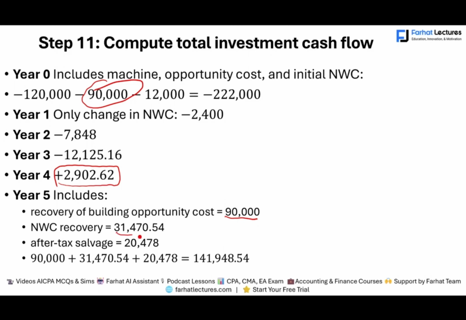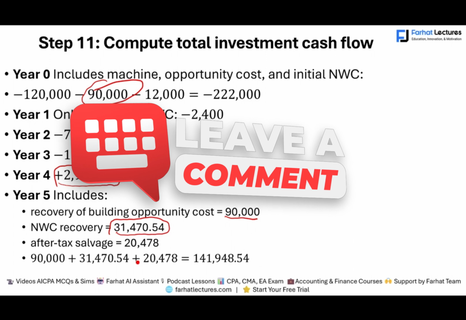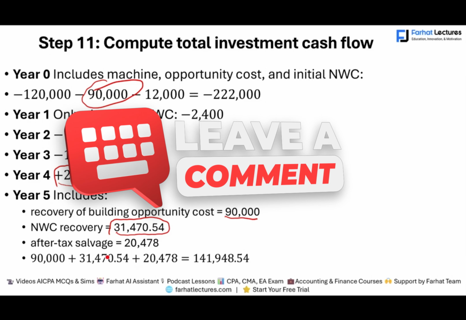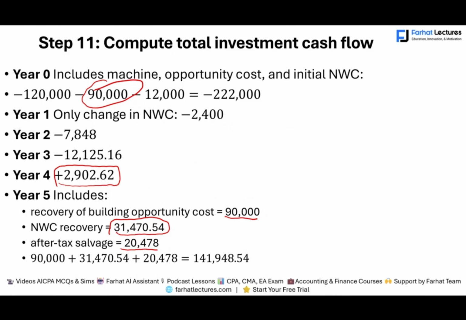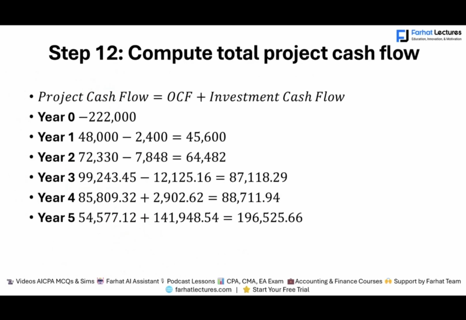The net recovery of the net working capital is 31,470. The after-tax selling of the asset is 20,478. So now we have 90,000 plus 31,470 plus 20,478, for a total of 141,948.54. The next thing we are going to do is compute the total project cash flow.